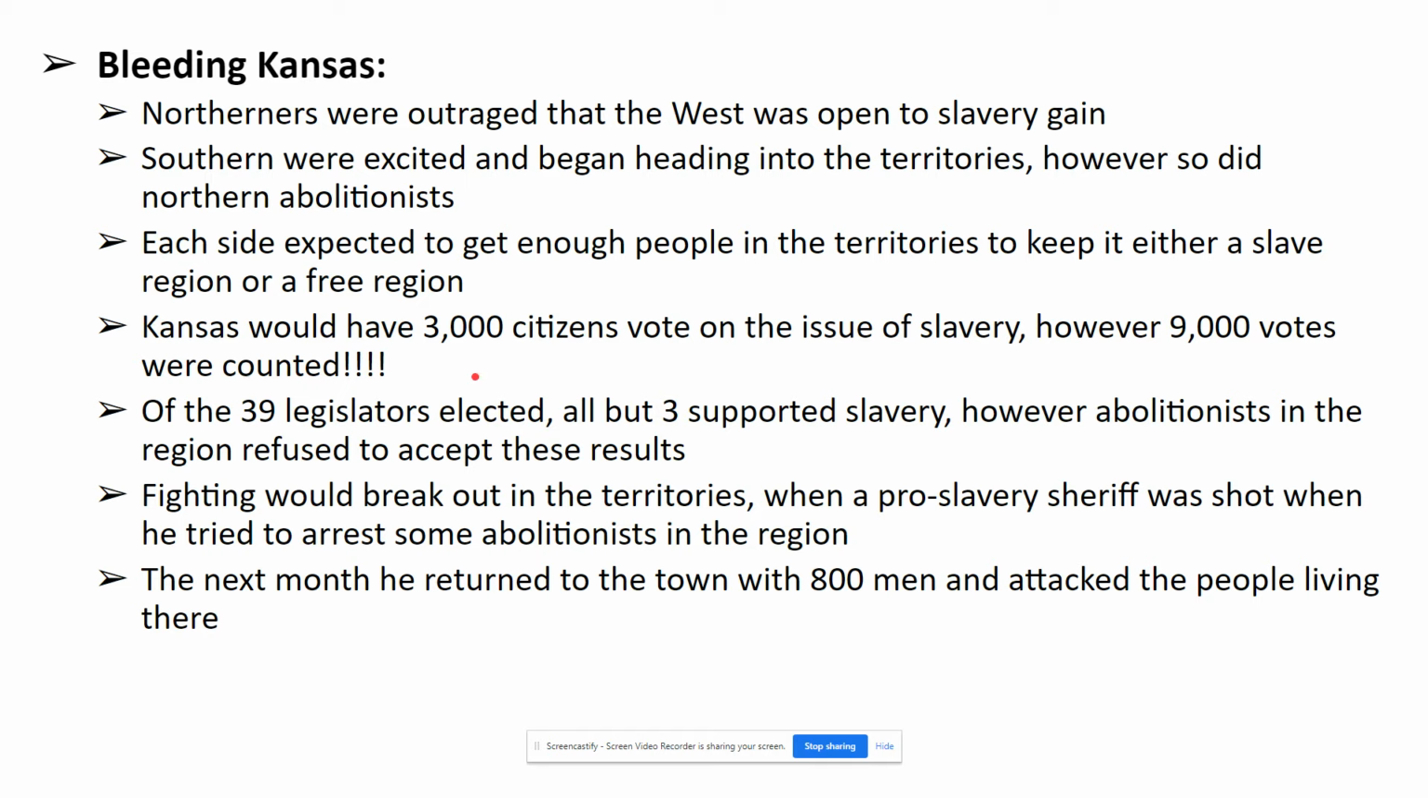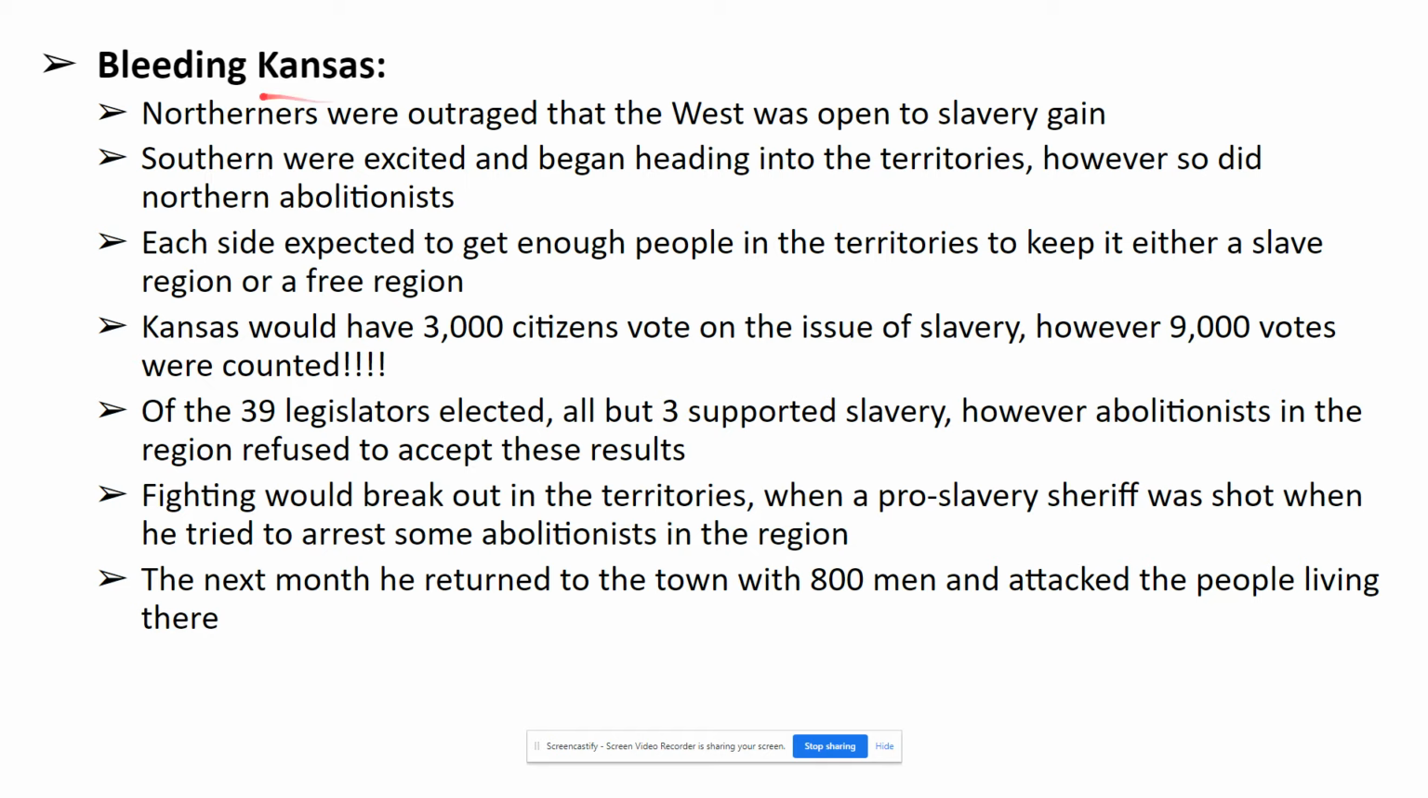Besides the fact that slavery is now expanded into Kansas, they know the votes were cheated on, and fighting actually breaks out. A pro-slavery sheriff is shot trying to arrest abolitionists in the region. Later on, the town returns with 800 men. Fighting breaks out. People die, and it becomes known as Bleeding Kansas.